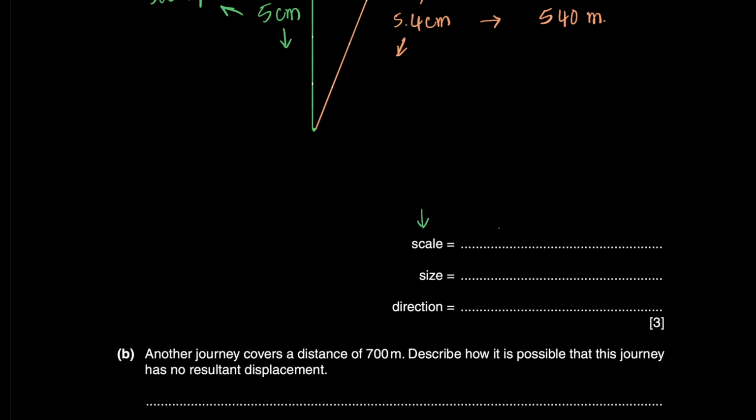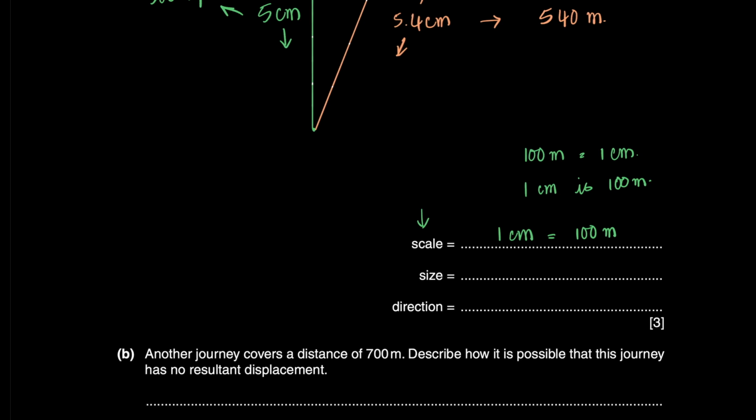So I'll just say my 1 centimeter on this page is equal to 100 meters in real life. If you had said something like 100 meters is 1 centimeter, or if you had different values, that would have been fine. Or you could have just said 1 centimeter is 100 meters. That's also fine.